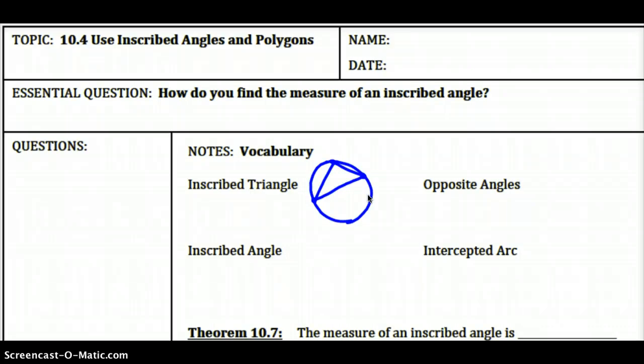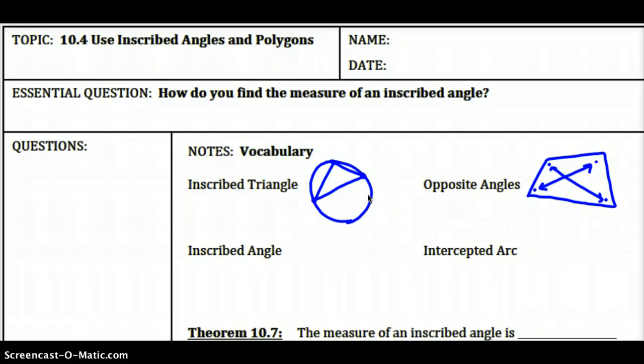Opposite angles. Now, remember, if I have a quadrilateral, these angles are opposite one another. So this angle is opposite of that, which means kind of across from each other. These angles here would be opposites as well. So opposite angles are angles across from each other.